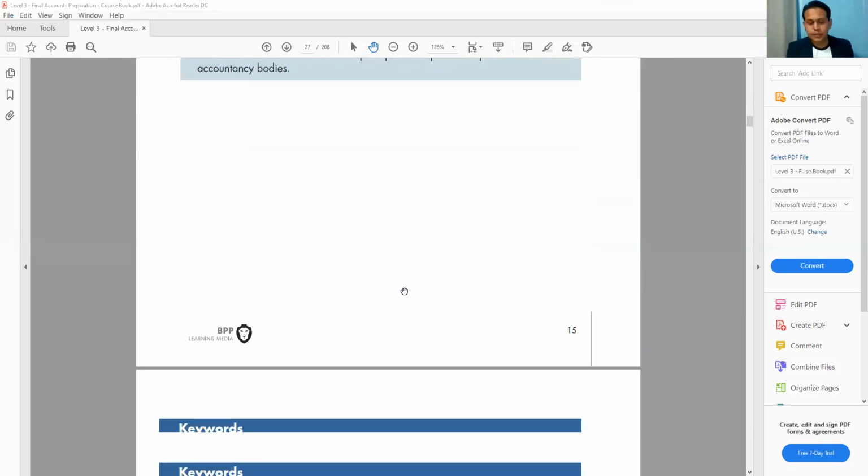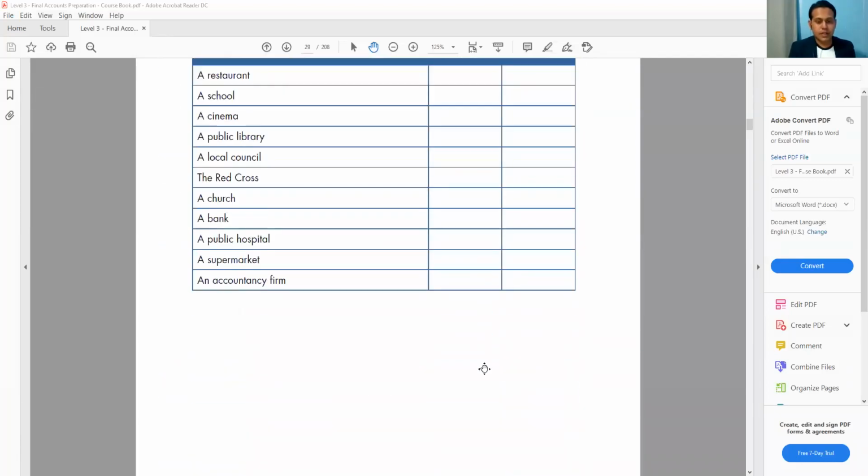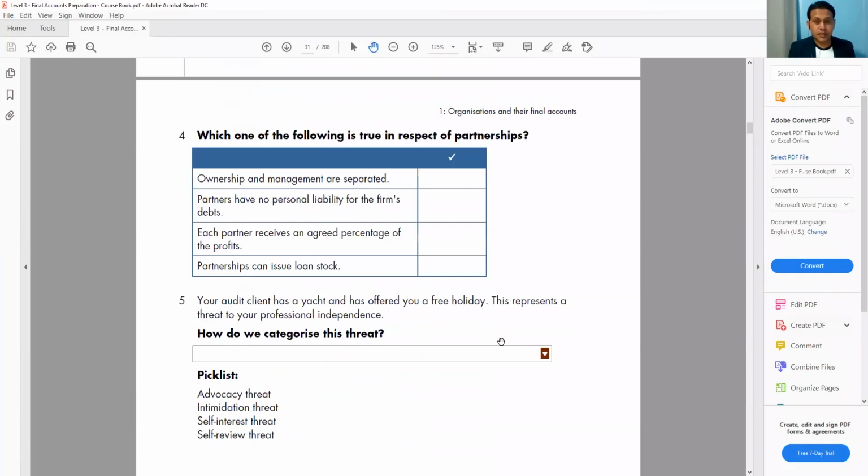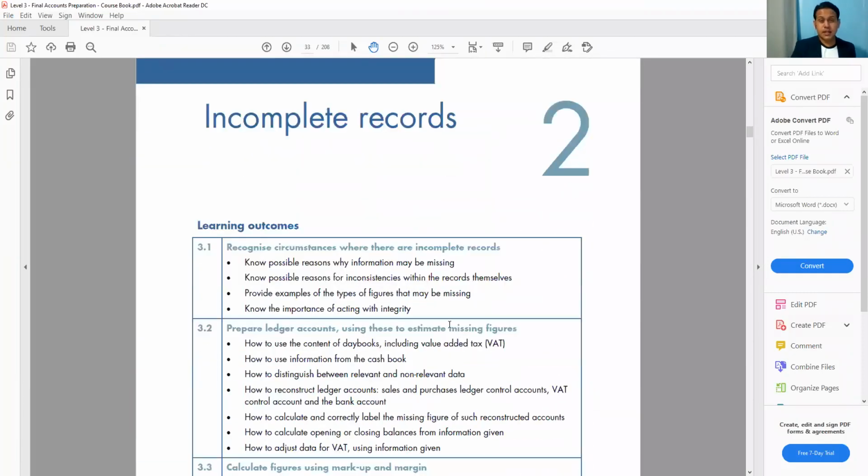Okay, this is the end of chapter number 1. So let's move to chapter number 2, our next chapter. The next chapter we're going to see is incomplete records, and incomplete records is quite a tricky chapter. I will not say it's difficult, but it's tricky. So make sure you revise this chapter very well. As I said, we're expecting about 30 to 35 marks from this chapter. So you need to make sure you understand this chapter very well.